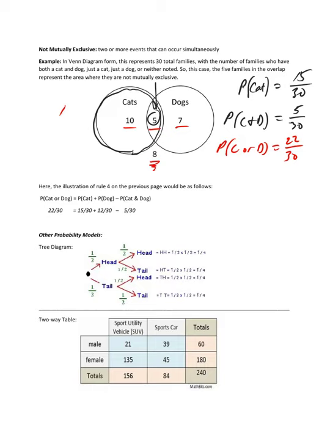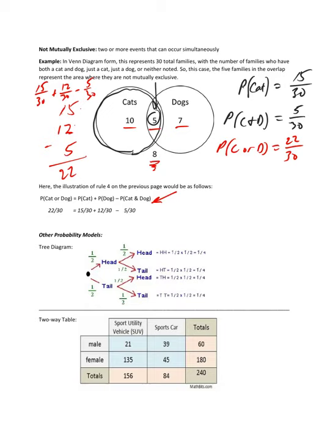Or if you look at, there's 15 cat families, there's 12 dog families. But again, we've now double counted the overlap. So we have to subtract that double count because that 5 is part of the 15 and it's part of the 12. And so we look at that, 27 minus 5 is 22, or 22 out of 30. So really, I should have written this as 15 out of 30 plus 12 out of 30 minus 5 out of 30, which is exactly what you see right here.